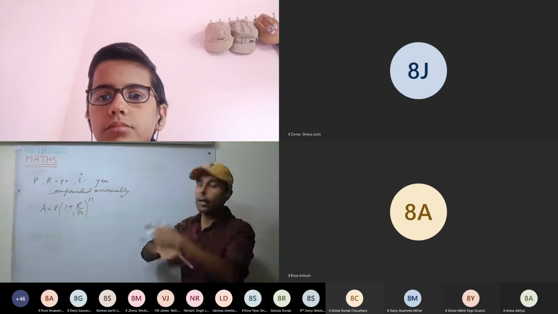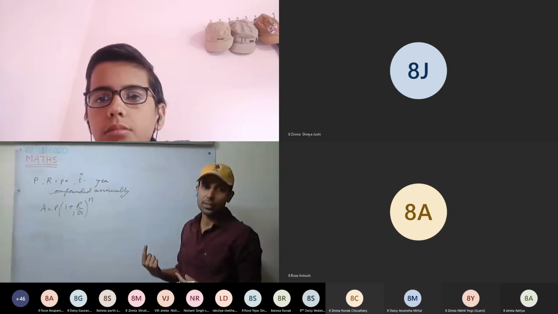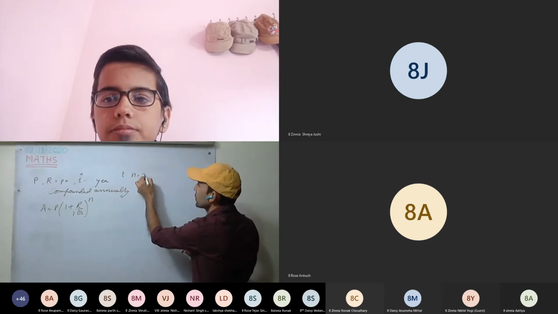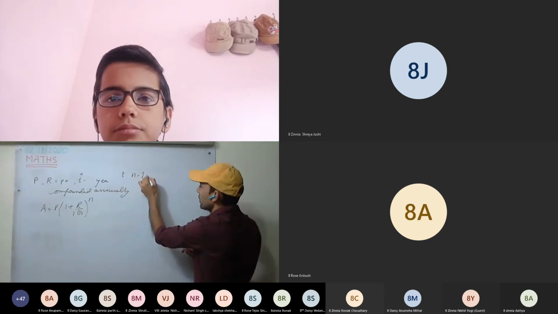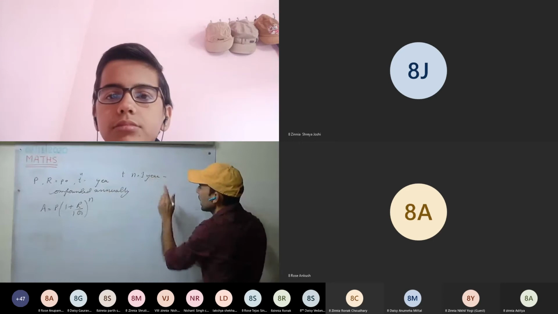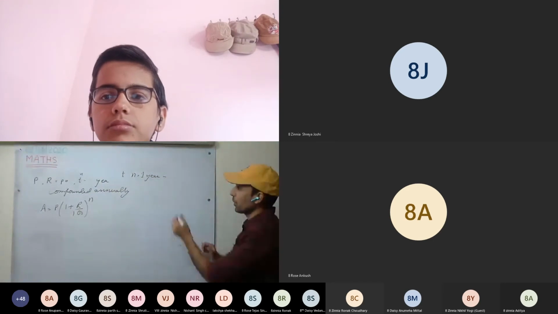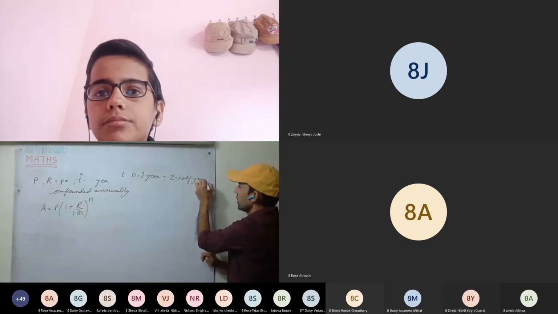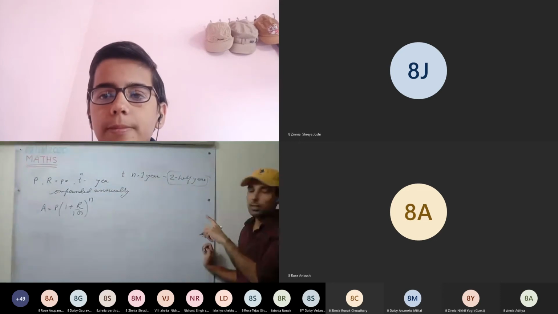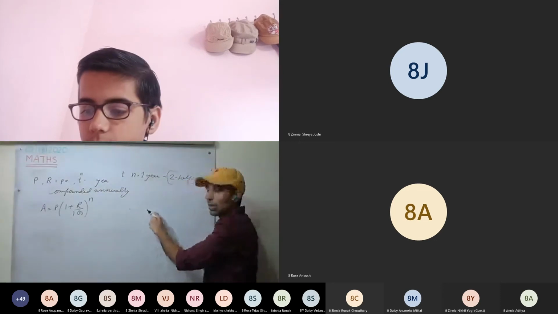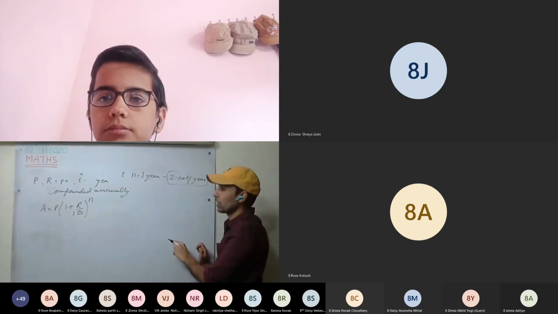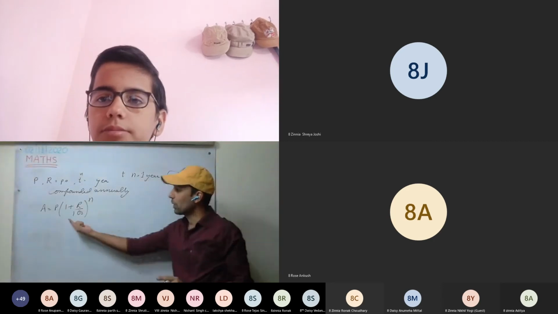Now this time it will be compounded every half year. So if time is given as n equal to 1 year, how many half years is it? Half yearly compounded, so 2 half years. That means after the first half year we calculate the amount, then again after the second half year we calculate the amount. So how will the formula change?